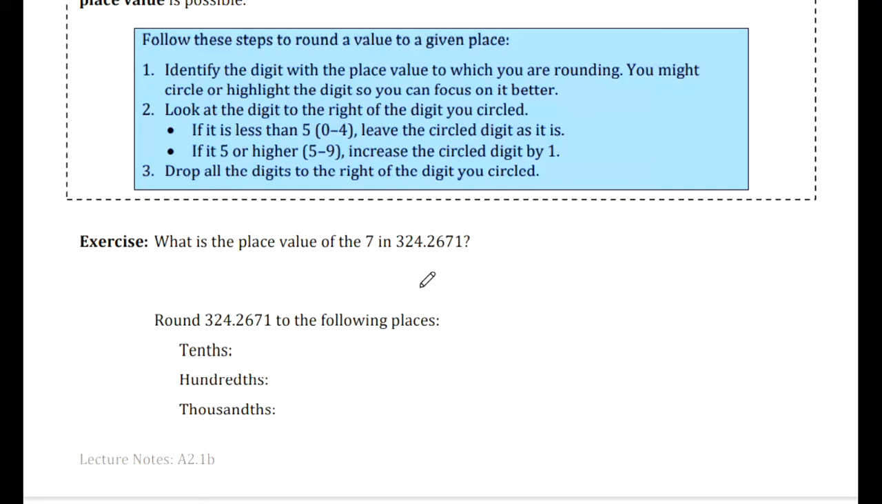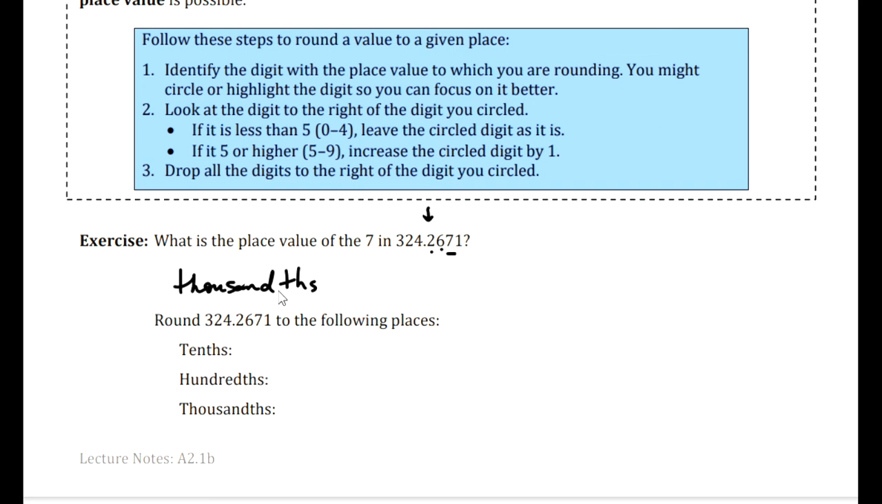So what is the place value of the 7 in 324.2671? Well, it's to the right of the decimal, so we know we're going to have the "ths". The first position to the right of the decimal point is the tenths. Remember, there is no "oneths". It goes straight to tenths. We have tenths, hundredths, thousandths. So the place value of the 7 is thousandths.